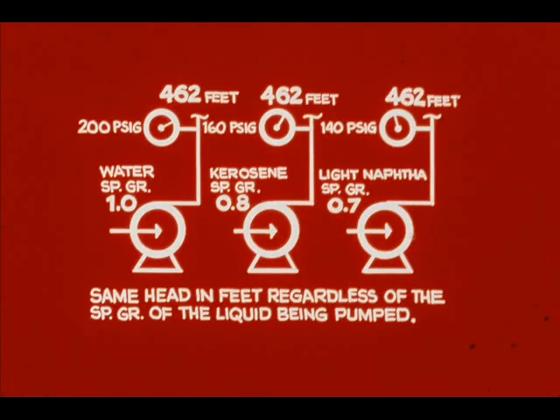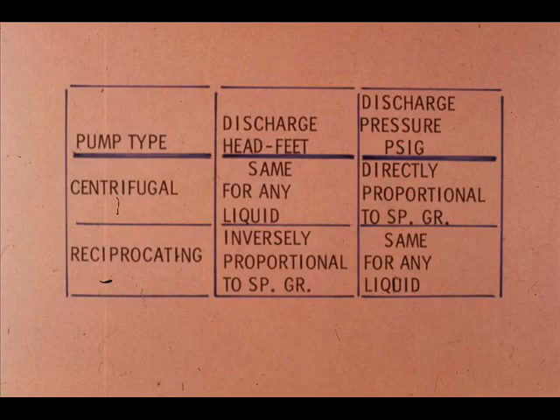These calculations show that a centrifugal pump will put up the same head in feet regardless of the specific gravity of the liquid being pumped. To repeat, centrifugal pumps have the same discharge heads for any liquid, but discharge pressures are directly proportional to the specific gravities of the liquid. And positive displacement pumps have the same discharge pressure for any liquid, but discharge heads are inversely proportional to the specific gravities of the liquid.